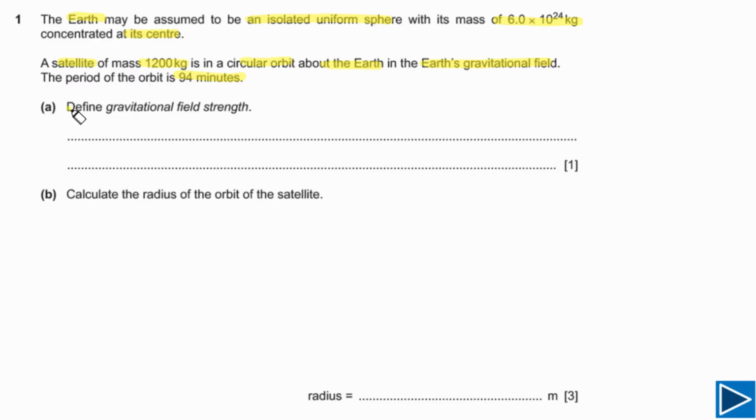For part A, simply we need to define gravitational field. Part A is simply asking us how strong the gravitational field is. I mean, how we can define how strong a gravitational field is.